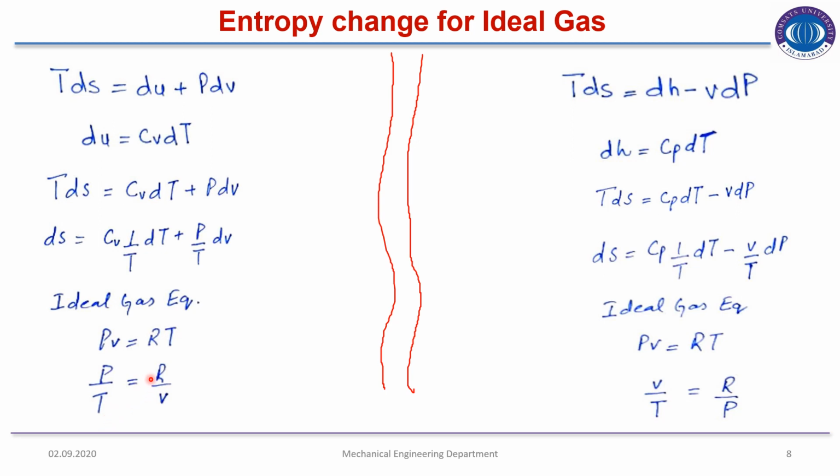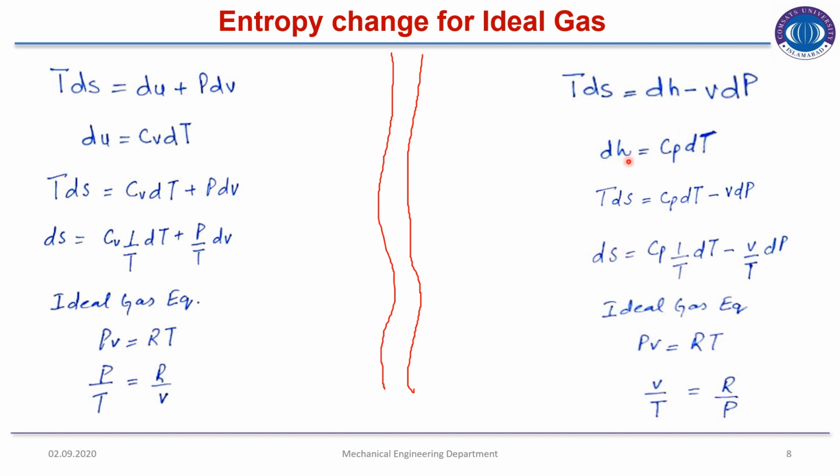From the ideal gas equation, p over T is equal to R over V. So we will replace p by T with R over V. We will continue this in the next step on the next slide. On the right hand side we have similarly TdS is equal to dH minus V dp, and dH is equal to Cp dT. So TdS is equal to Cp dT minus V dp.